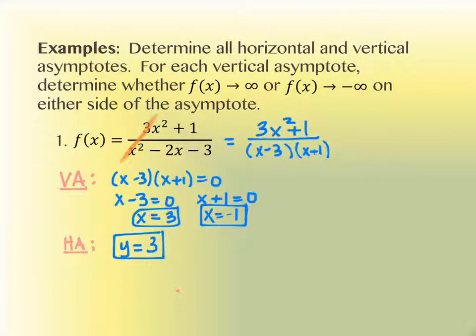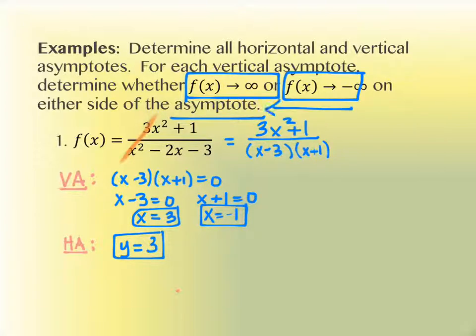Now, a graph would help with this if you want to be able to answer the other questions. You could also think about what's happening in terms of numbers to put it into a table. The last thing that we're supposed to do is decide if f of x approaches infinity or if f of x approaches negative infinity on either side of the asymptote, and this asymptote that it's referring to is the vertical asymptote. And we have 2 vertical asymptotes, which means I'm going to write down 4 pieces of information.